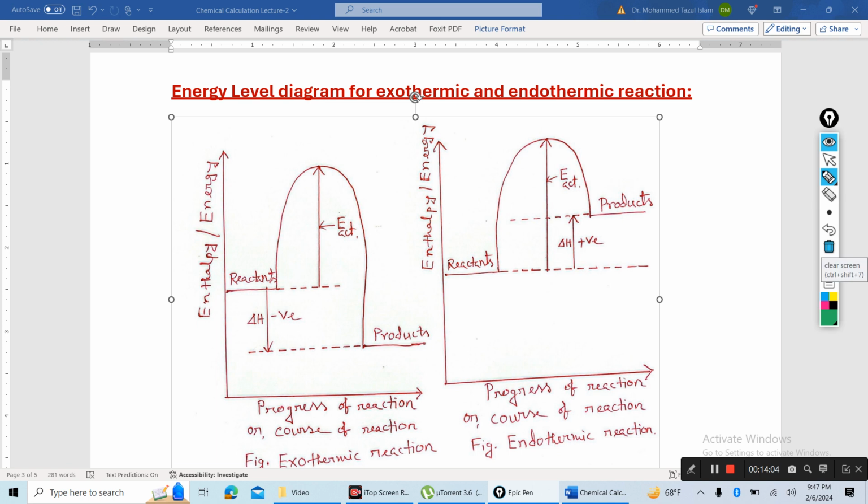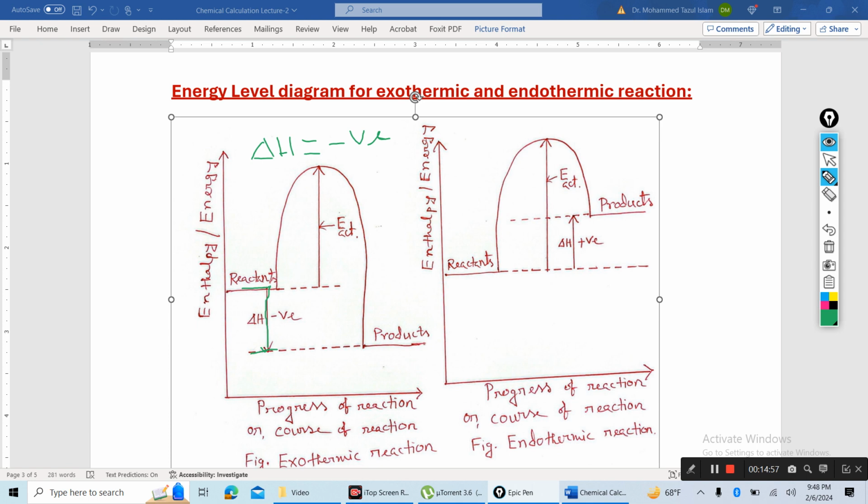Now what is the enthalpy of the reaction? Del H. Del H means enthalpy of the reaction. This is the reactant, this is the product. The energy difference between the reactant and the product is known as the enthalpy of the reaction, and this will be a downward arrow and the delta H value will be negative. Why? This is an exothermic reaction, and you already know for an exothermic reaction the delta H value is negative.